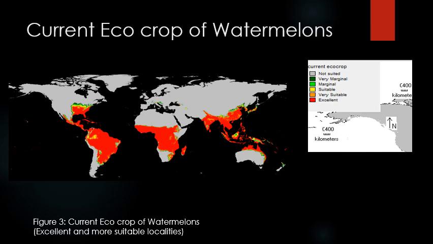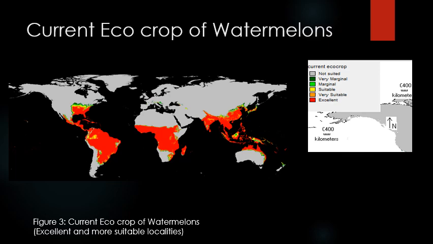The current eco-crop of watermelons. Eco-crop helps to identify plant species for given environment and uses. It is also an information contribution to land use planning. The app that was used to complete this current eco-crop of watermelons was DIVA. It uses temperature and precipitation variables to analyze how suited the crop is to a particular geographic location.